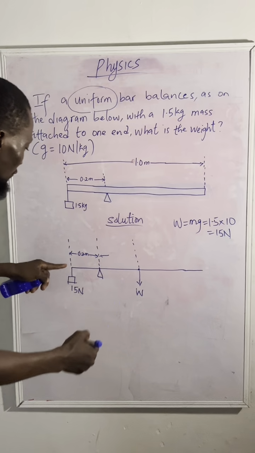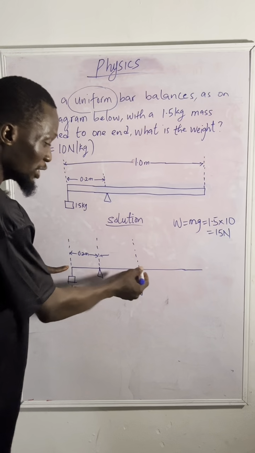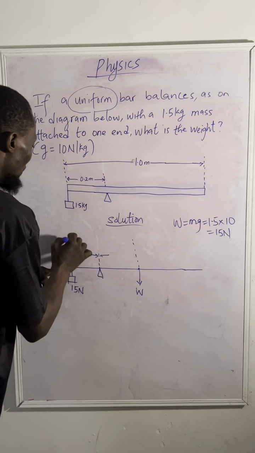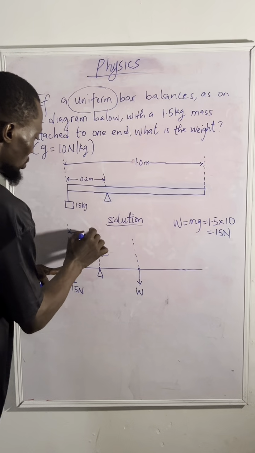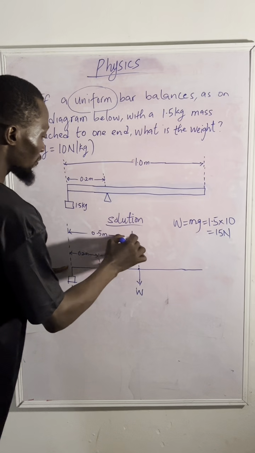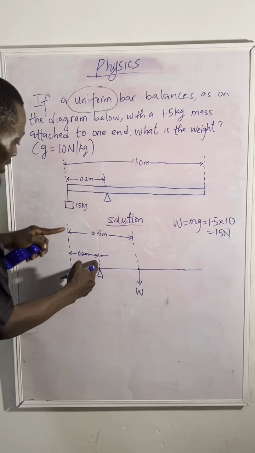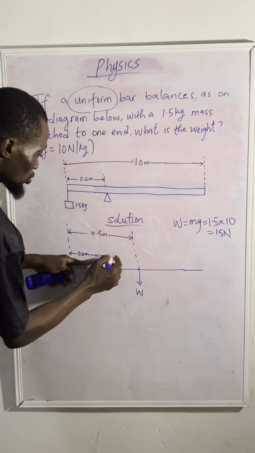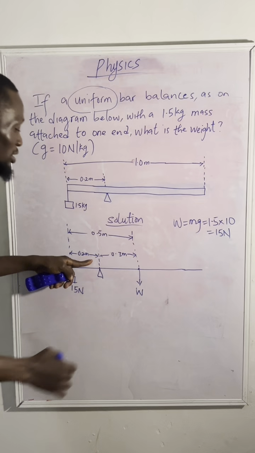Since from this edge to the middle must be 0.5. Remember, that must be 0.5 because that is the center. So 0.5 meters, right? That must be 0.5. So it means that from here to here is 0.2, and from here to this is 0.5. Then from here to this place is going to be what? 0.3 what? Meters. 0.3 meters.